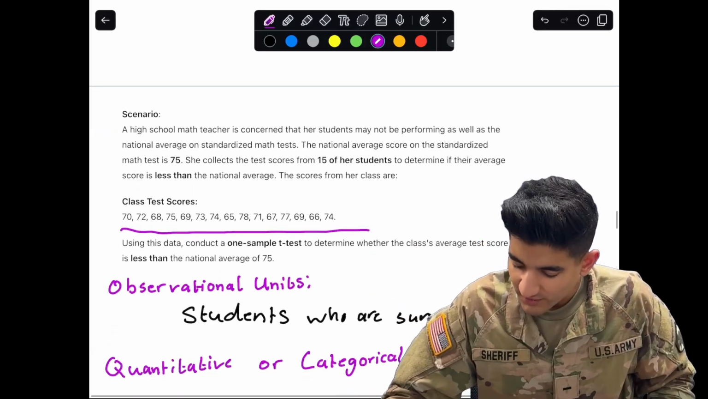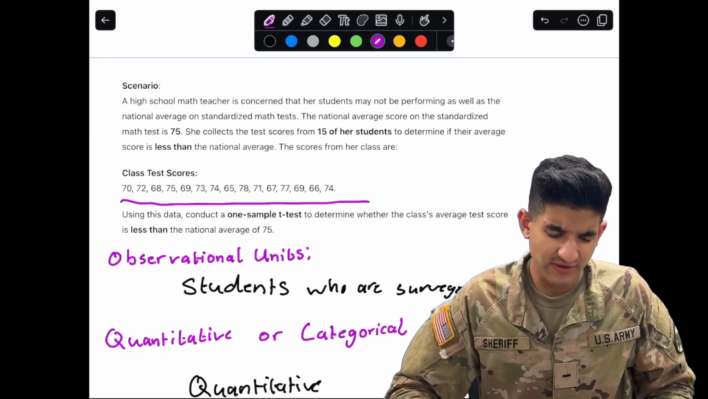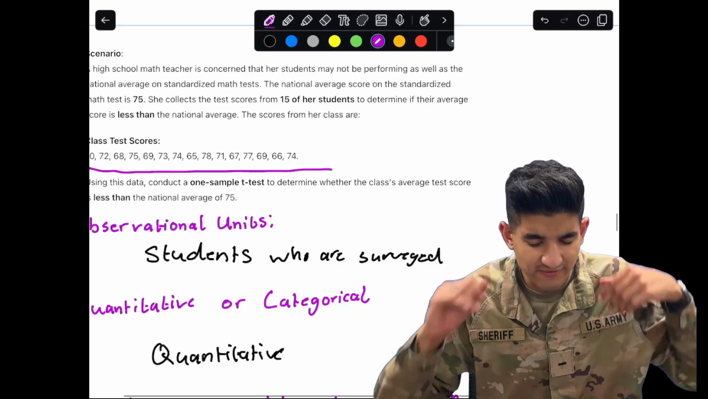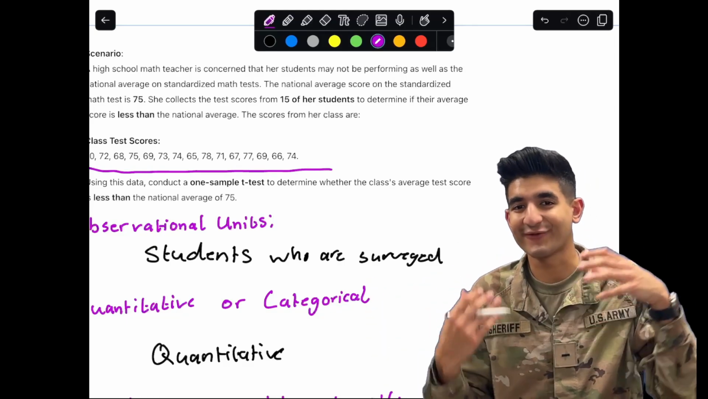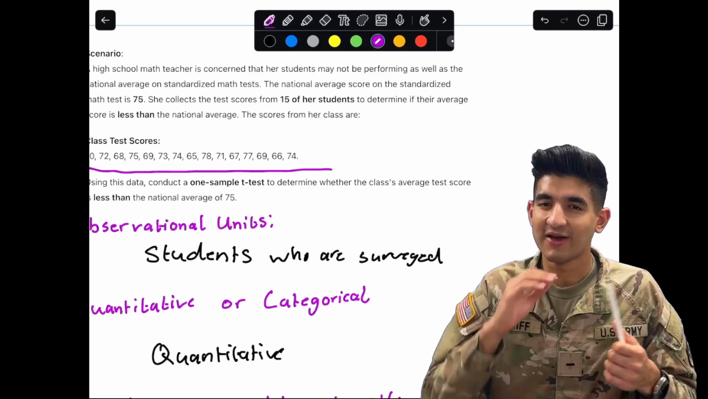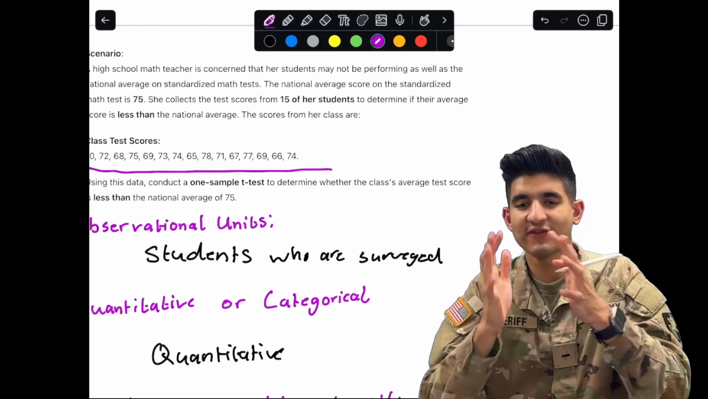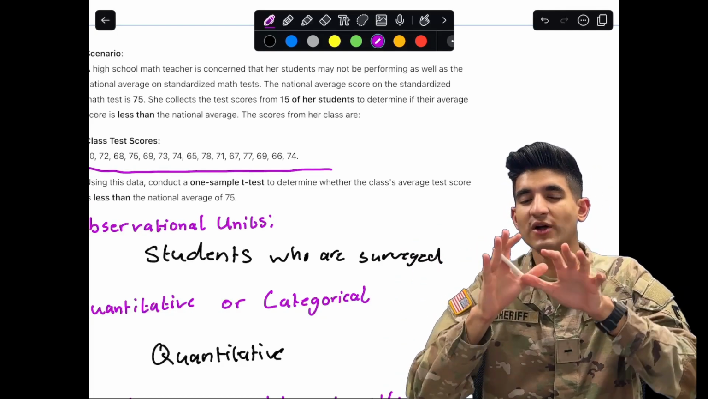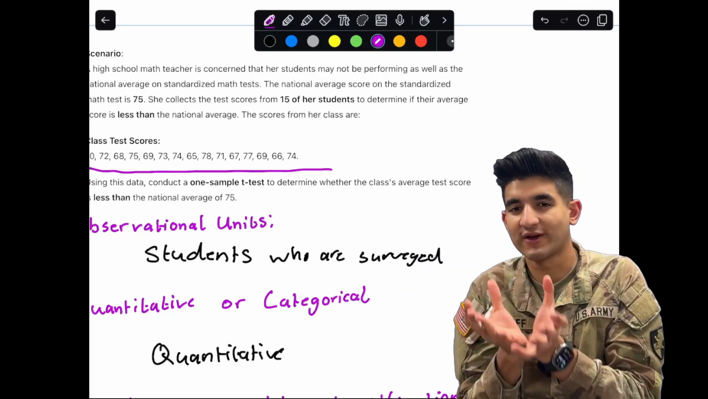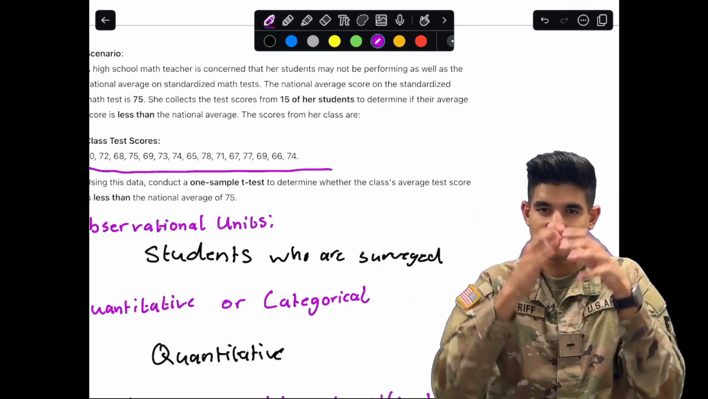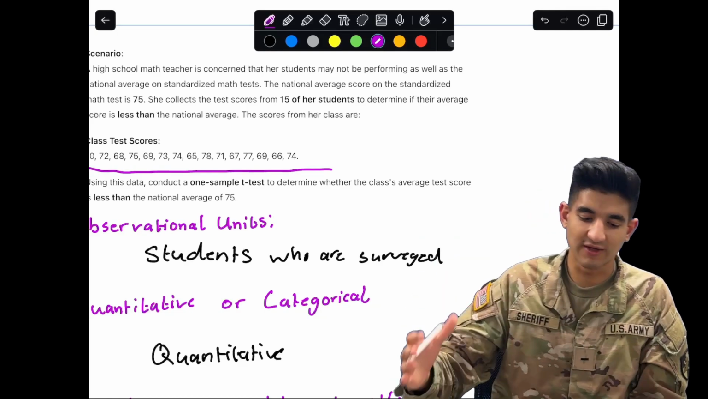Starting off with the observational units, I've already written these down. This is going to be the students, or the students who are surveyed or picked by the teacher, however you want to phrase that. Now you might be tempted to say the test scores. You want to avoid doing that because you're really looking at the student, and the test score is a part of the student. So it's the student who's the observational unit.